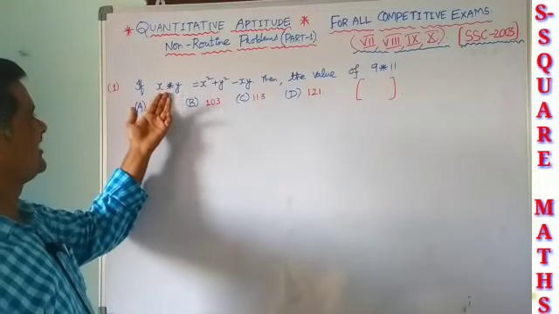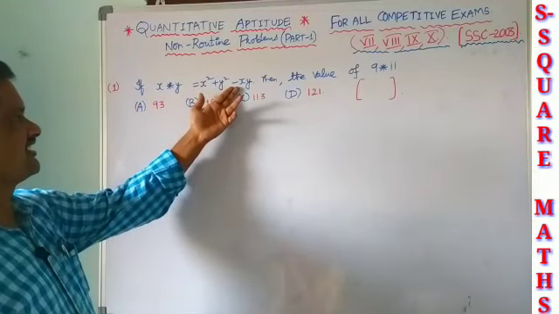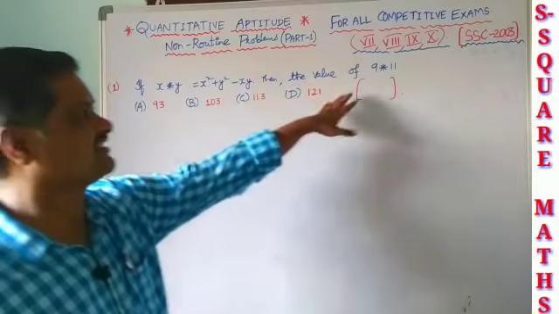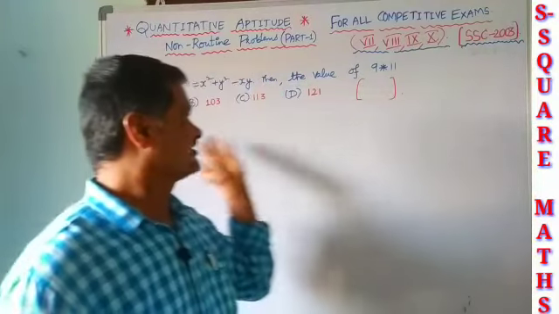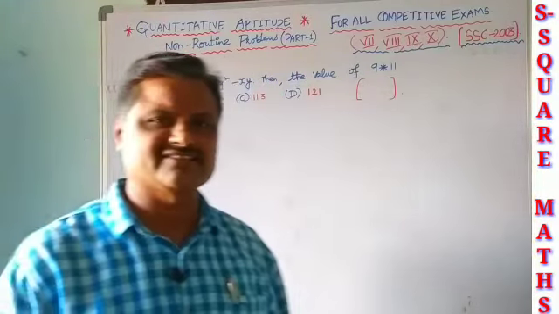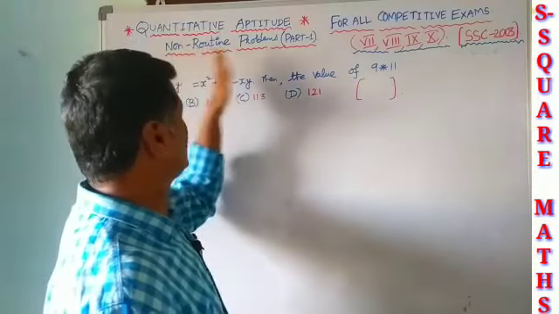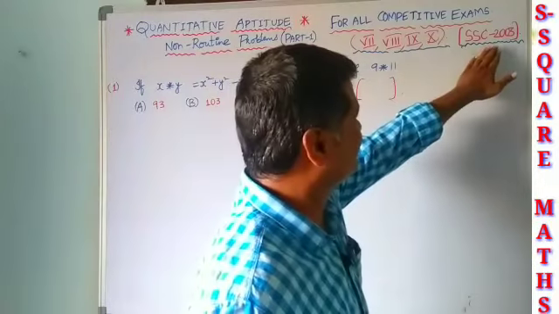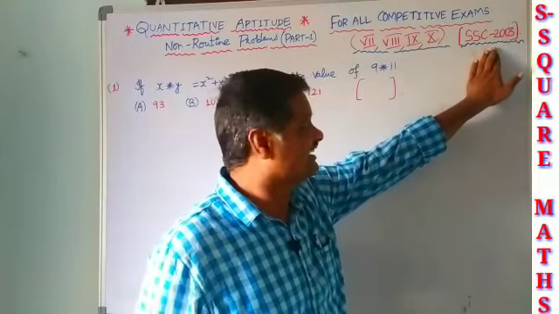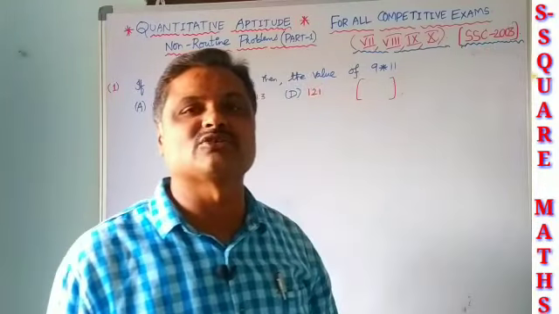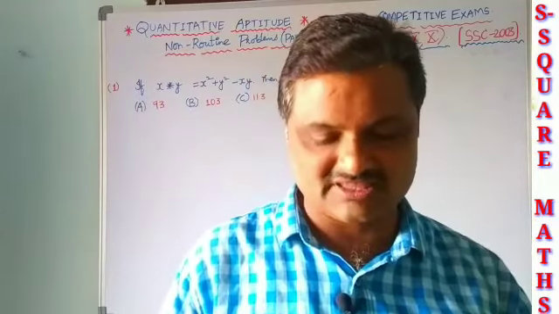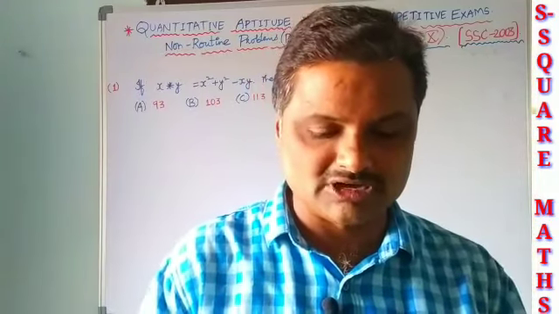If x star y is equal to x square plus y square minus xy, then find the value of 9 star 11. After seeing the question, you will get surprised because it is a little bit different. So it is a quantity aptitude non-routine problem, and it was also asked in the SSC 2003, Staff Selection Commission 2003 question. Okay, let us start our problem now.